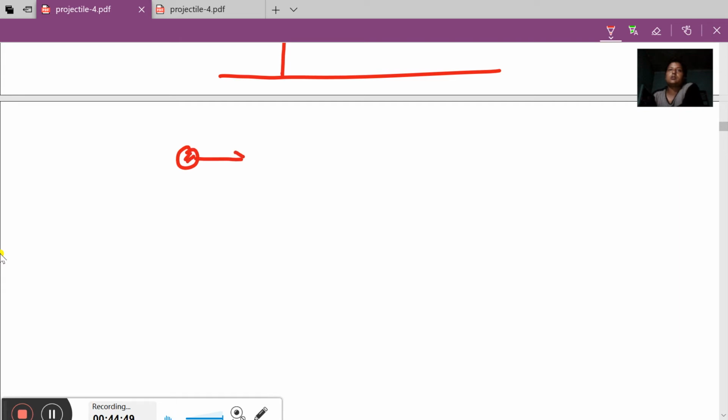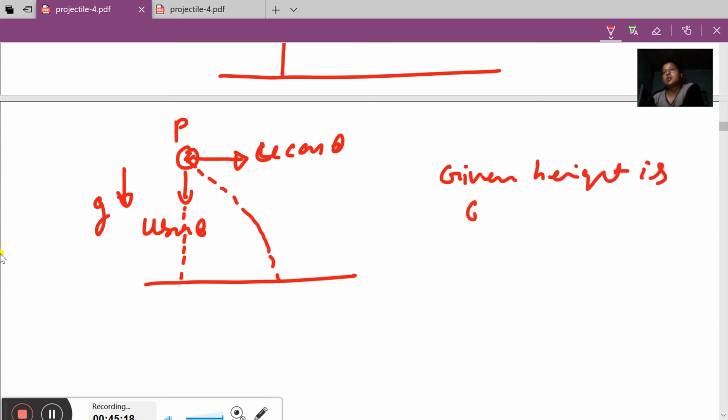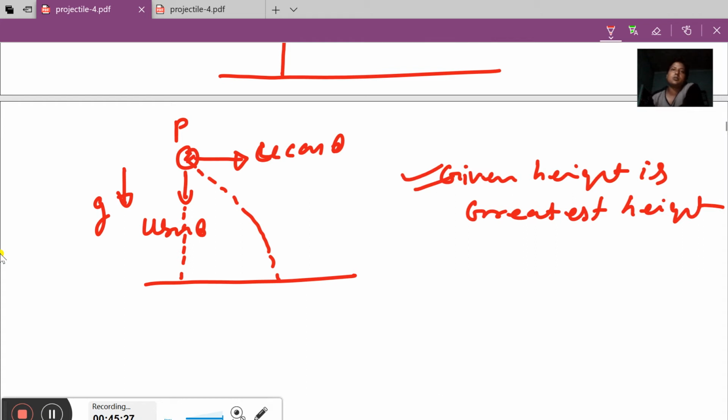Taking components, the projectile has two components of initial speed, u cos theta and u sin theta. Acceleration is g. The body goes like this. So this one is our greatest height. Given height is greatest height. And what is the time of flight?